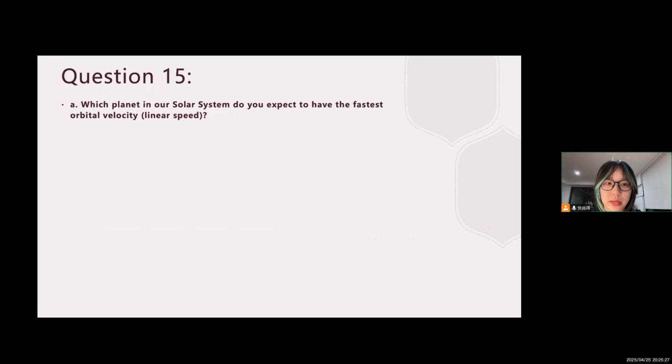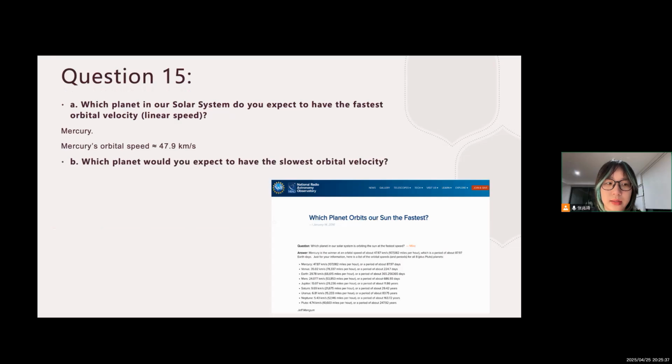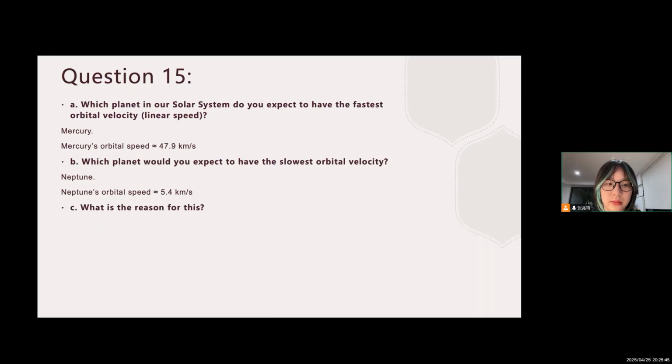Question 15a is Mercury, and its speed is nearly 47.9 kilometers per second. And question B is Neptune, and its speed is nearly 5.4 kilometers per second. And the reason for this is planets close to the Sun move faster because the gravitational force is stronger, so they need a higher speed to stay in orbit.